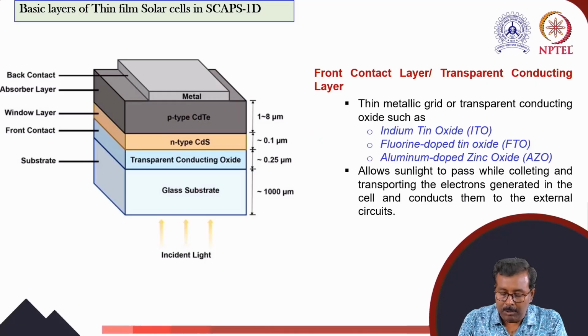So this is the front conductance, shown here. It's a thin metallic grid or transparent conducting oxide such as indium tin oxide (ITO), or FTO, that is fluorine doped tin oxide. These are common names: ITO, FTO, etc. Aluminum doped zinc oxide, or AZO. So these are the materials that can be used as transparent conducting oxide. These actually allow sunlight to pass while collecting and transporting electrons generated in the cell.